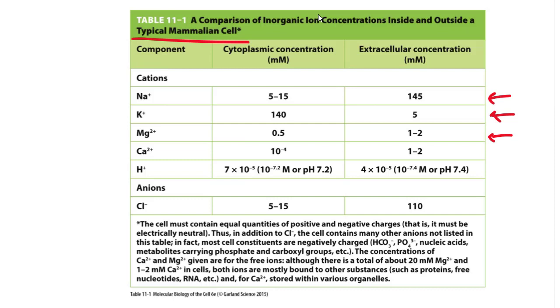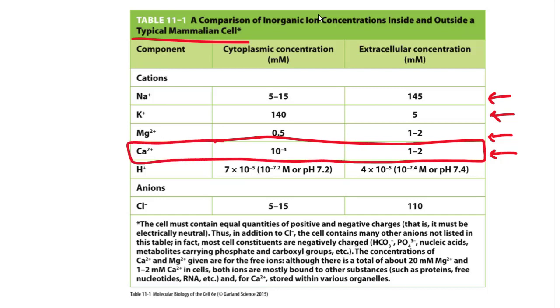Now, calcium is one of the steepest gradients right here. And I want you to take a look at calcium. Right here, 10 to the minus 4 within the cell, within the cytosol. And this should really be called the cytosol, not the cytoplasmic concentration. So 10 to the minus 4 in the cytosol and 1 to 2 millimolar outside. Now that's a 10,000 times difference between internal and external concentration. That is a huge concentration gradient.